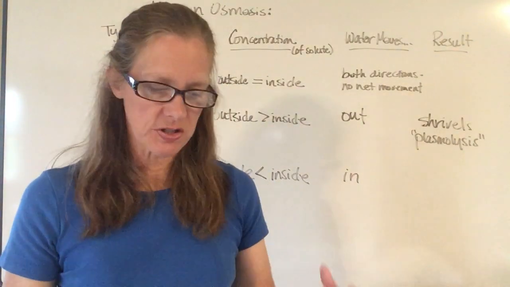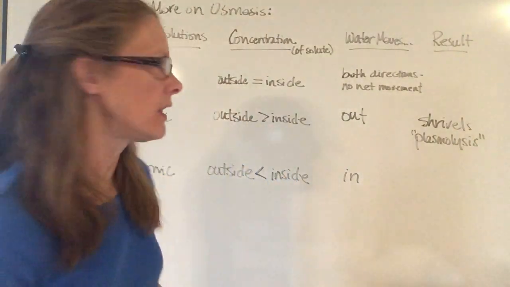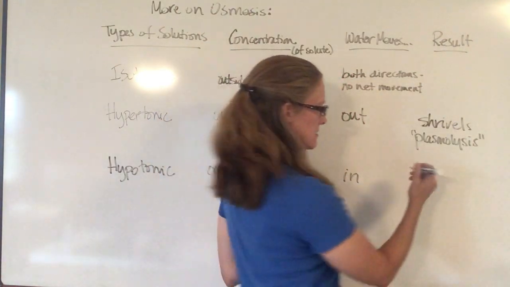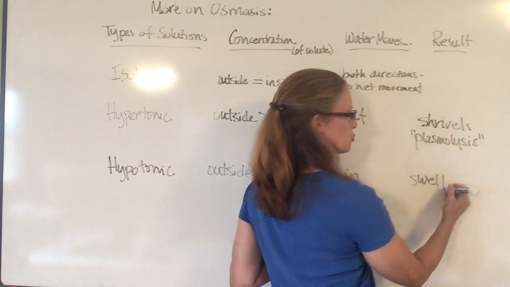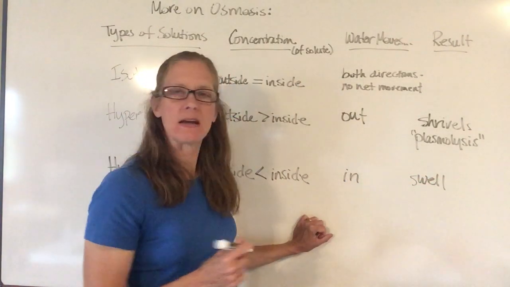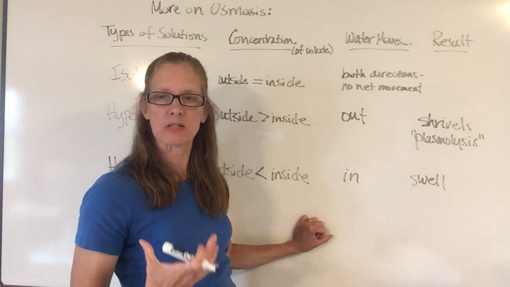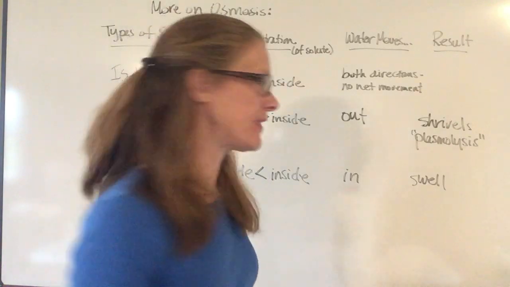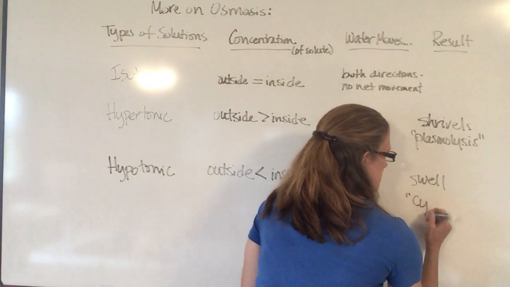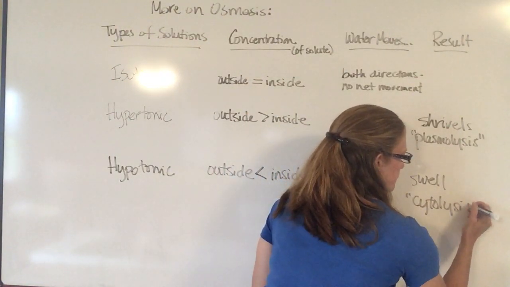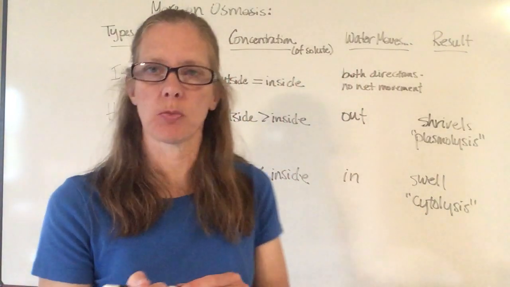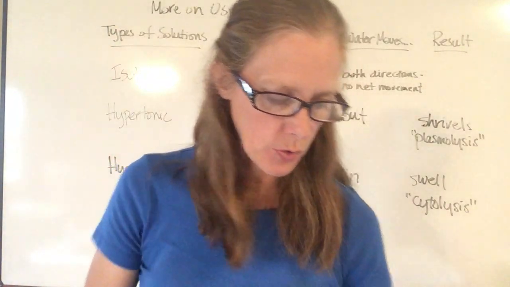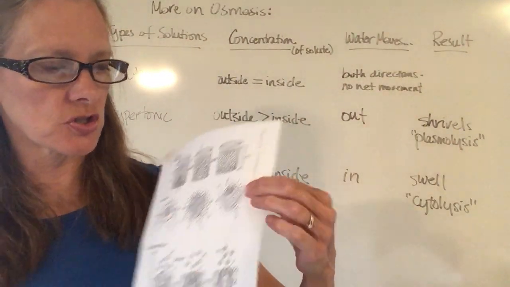And so the water is going to move into the cell in this particular case. The water moves into the cell, and eventually the cell starts to swell. It swells up and gets bigger and bigger, and eventually the cell can actually rupture and burst. And that is called cytolysis, when the cell gets so much extra water in it that it actually ruptures. And so that is what this last picture looks like.